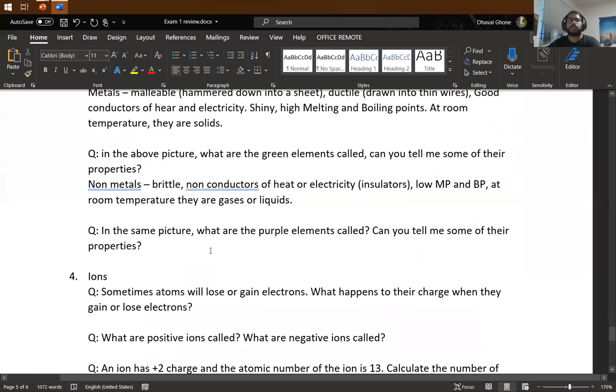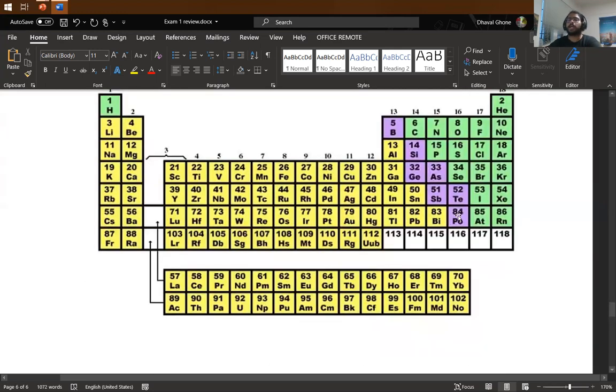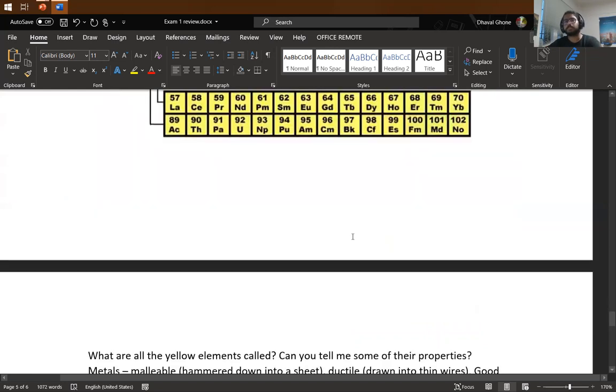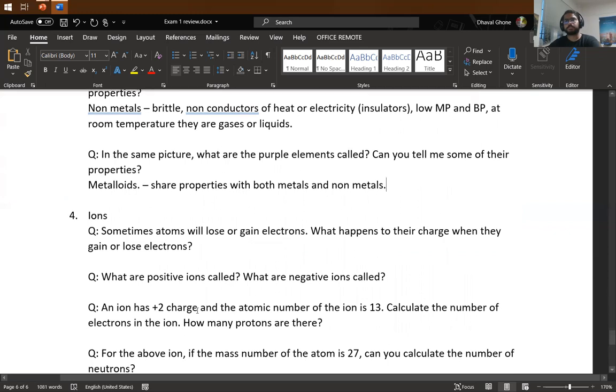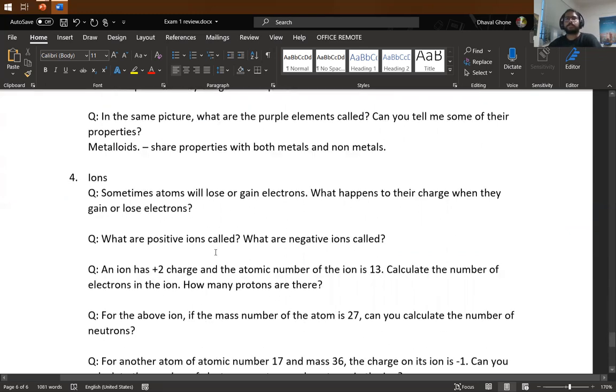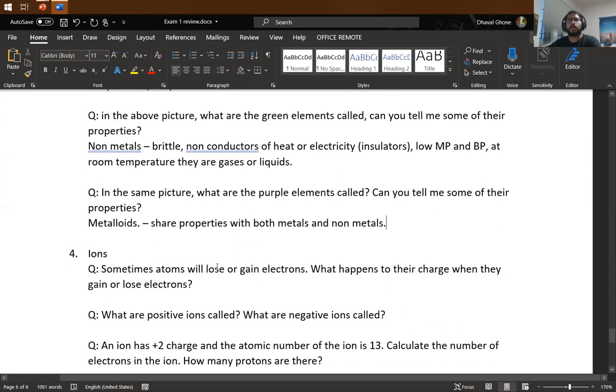Okay. And then the next question is, in the same picture, what are the purple elements called? The purple elements are this little step ladder over here, and those are called metalloids. And metalloids, because they're between metals and non-metals, share properties with both metals and non-metals. So they have a little of both, and that's a good answer for it. Awesome. That's all I have for periodic tables. If you have any question, feel free to ask me and refer to your notes again.